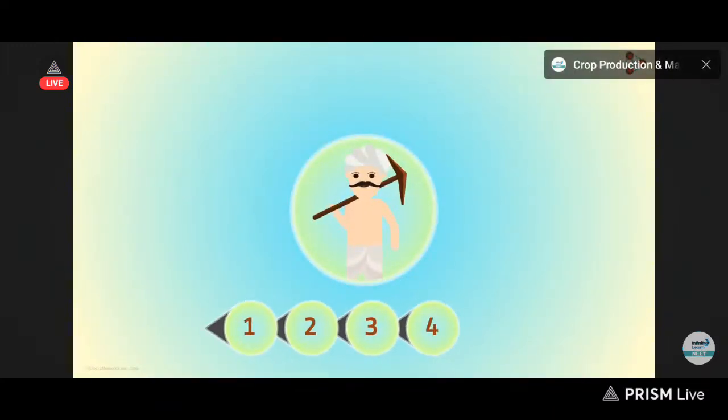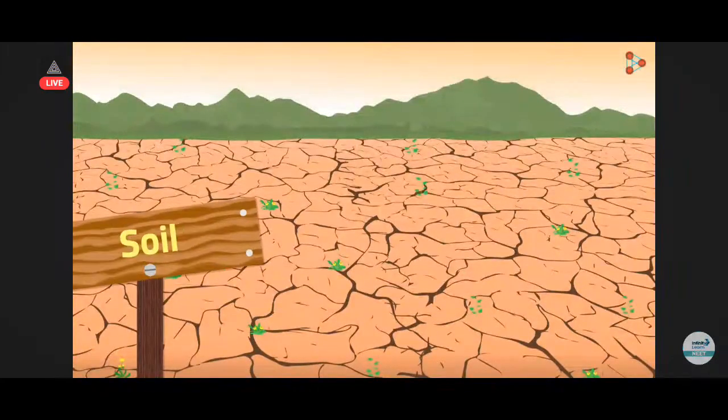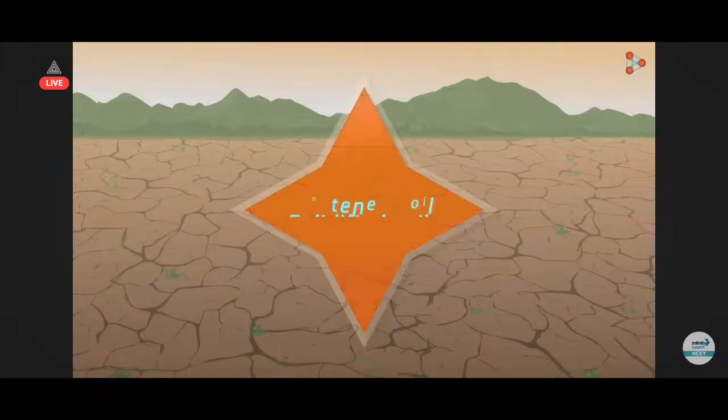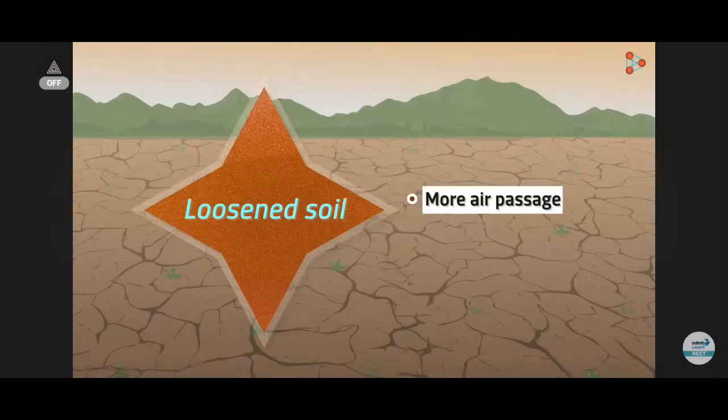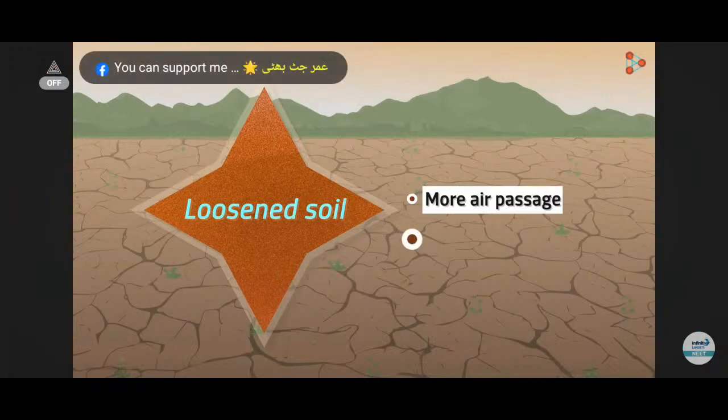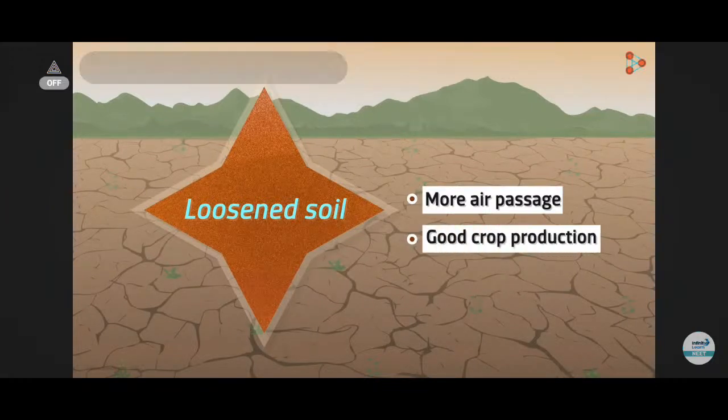to learn the various processes used. Soil mass. This soil needs to be softened and loosened. Why does soil need to be loosened? It helps the roots of the plants. This will in turn aid the growth of the plant, leading to good crop production.